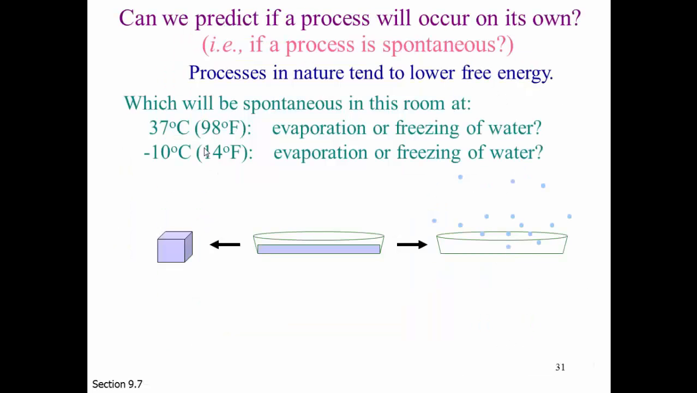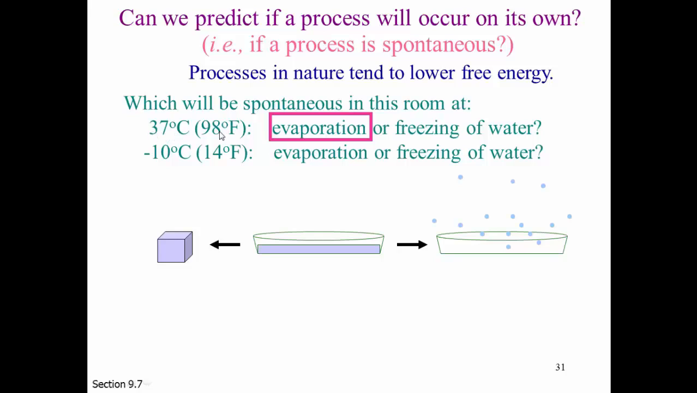So back to this idea of can we predict if a process will occur on its own, knowing that processes in nature tend to lower free energy. But this time, we know that temperature is important. So let's think about this evaporation or freezing of water at two different conditions, 37 Celsius and minus 10 Celsius.